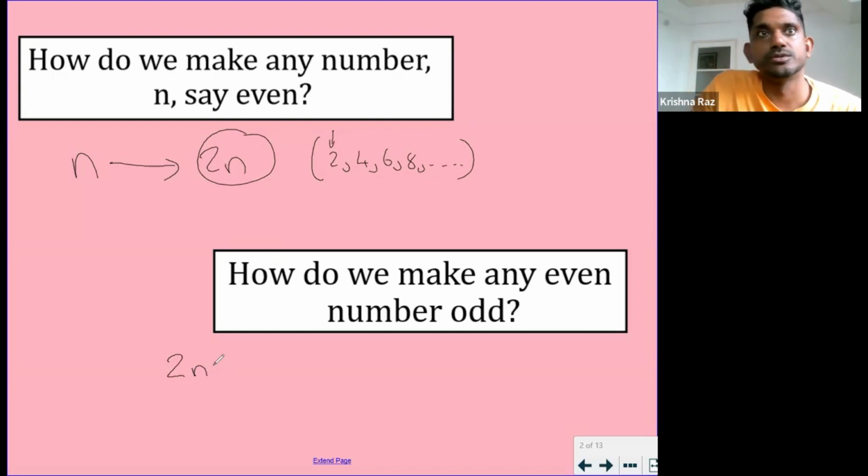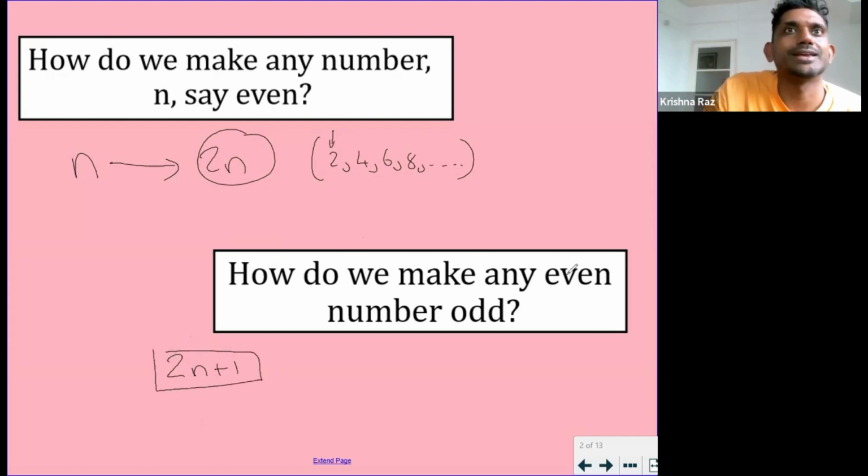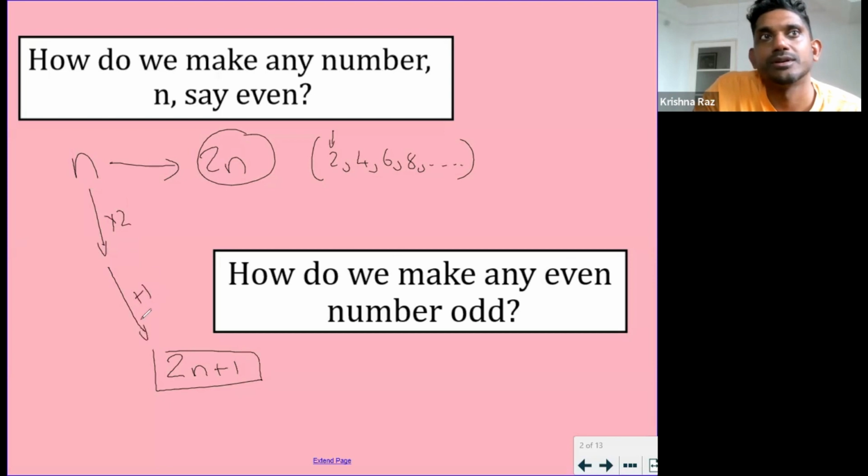But we will use 2n plus 1, or 2n minus 1. So if we had any number we wanted to make odd, we would double it, then add 1. And if we had a number we wanted to make sure was even, we would simply double it. Those are the key principles of what we're going to do.